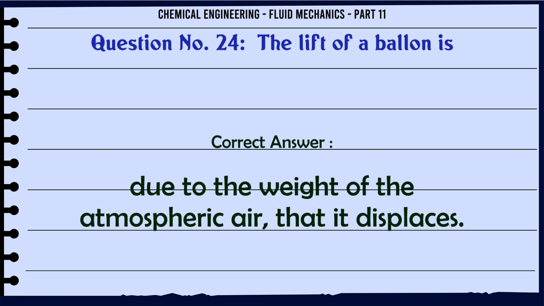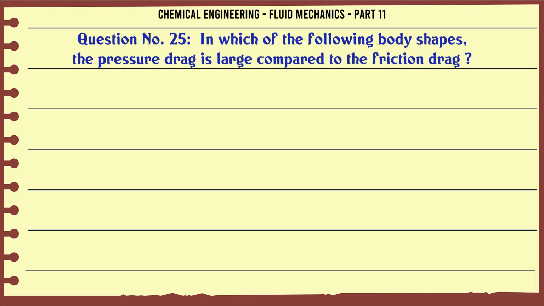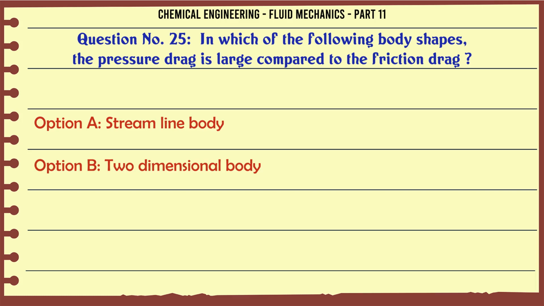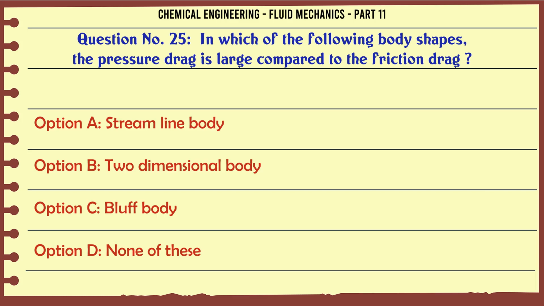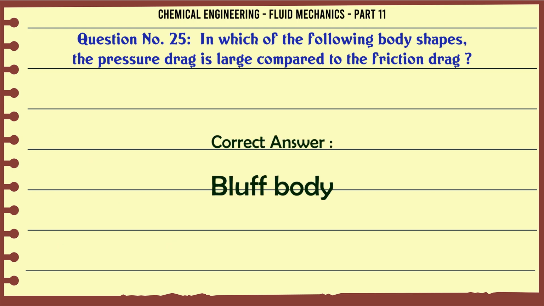The correct answer is due to the weight of the atmospheric air that it displaces. In which of the following body shapes is the pressure drag large compared to the friction drag? A. streamline body, B. two-dimensional body, C. bluff body, D. none of these. The correct answer is bluff body.